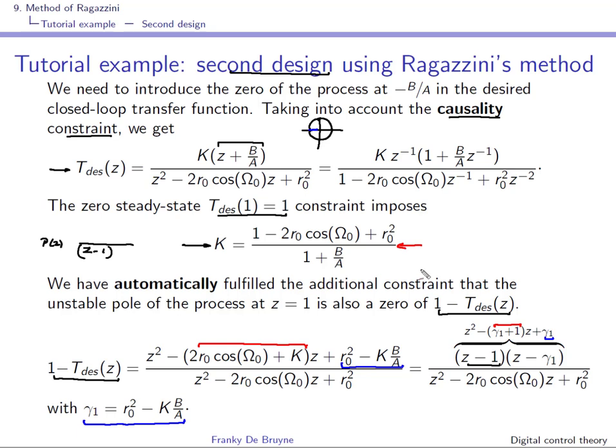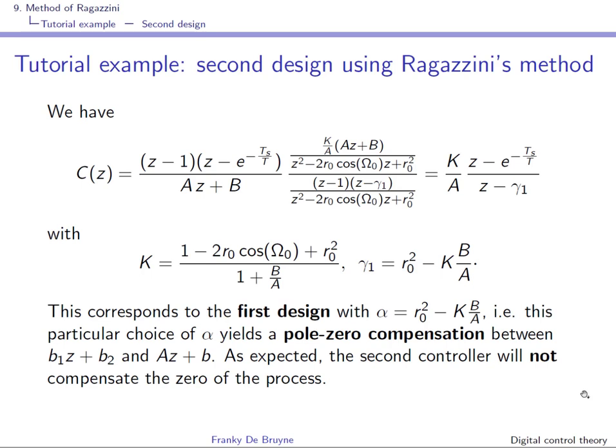this relation over here. So now we are ready to write the controller, the digital controller that is coming from this second design using the method of Ragazzini. So the controller for the Ragazzini design is given over here. This is 1 over the process, right? What you have here is t desired, and here we have kept this 0 that's coming from the process.